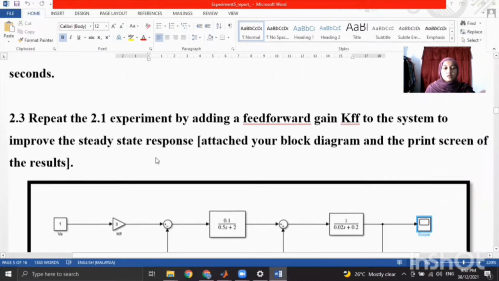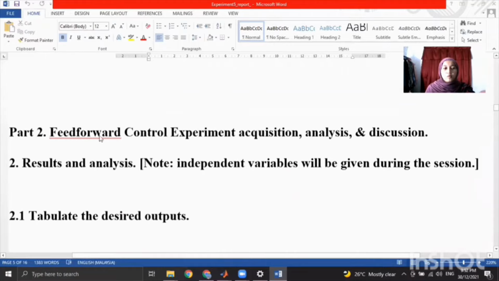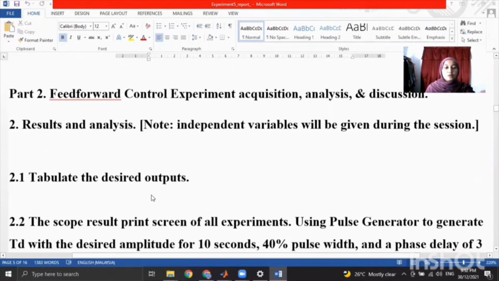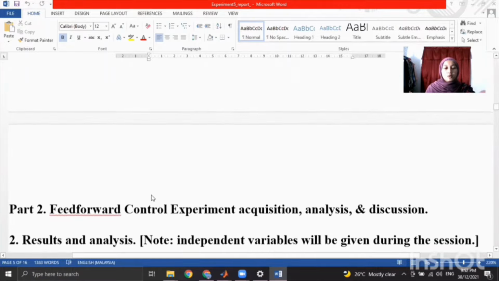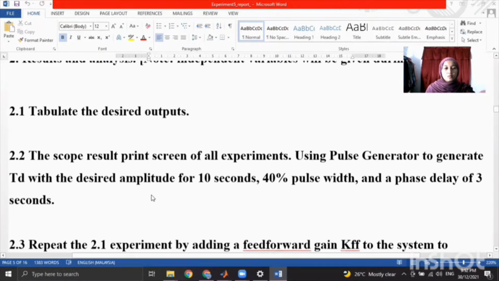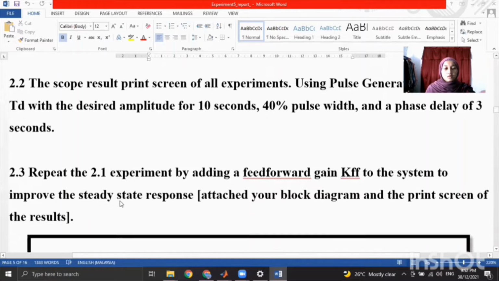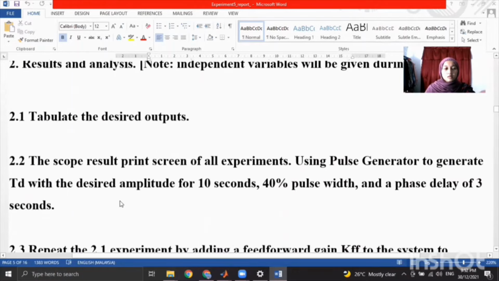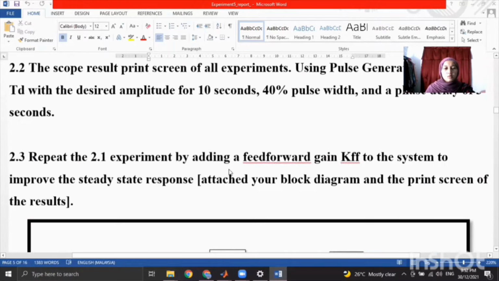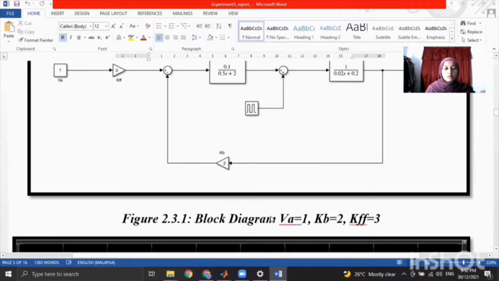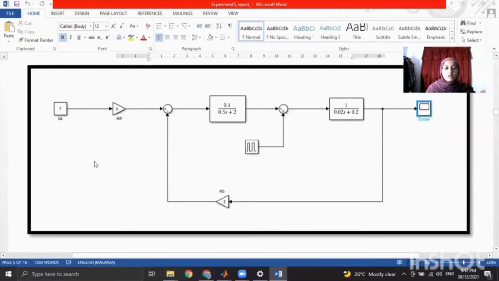So now I'm going to continue part 2, feed-forward control experiment acquisition, analysis, and discussion. My part is 2.3, which is to repeat the 2.1 experiment by adding a feed-forward KFF to the system to improve the steady state response. So I created the diagram in Simulink MATLAB.